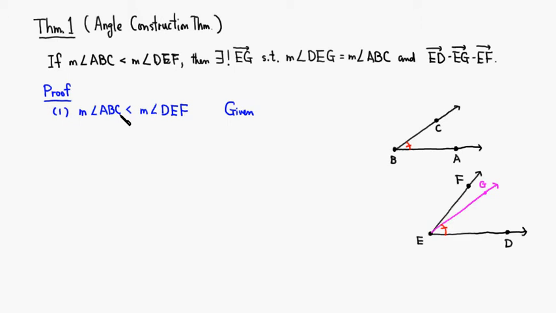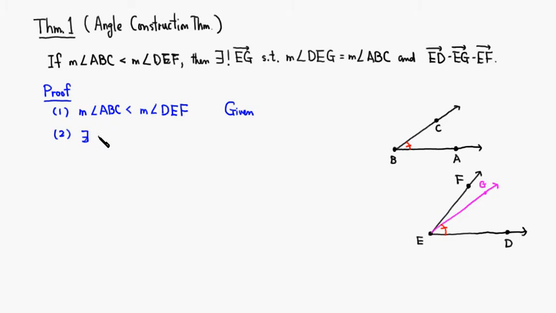So let's start with the given. Let's say given, measure of the angle ABC is less than measure of the angle DEF, right? So 2. Then we know that by axiom A1, there exists a number between 0 and 180.